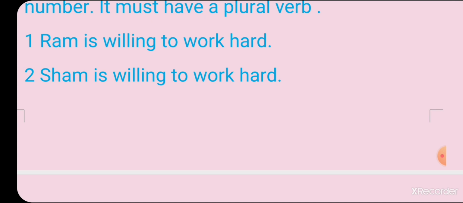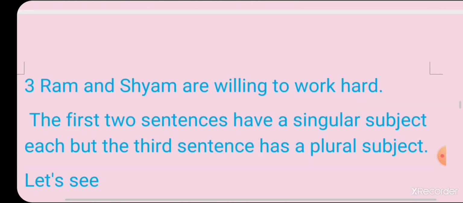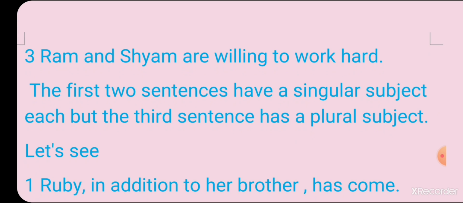For example, students, Ram is willing to work hard. Ram, singular subject, singular verb. Then second sentence, Sham is willing to work hard. Sham, again a singular subject, and we have used a singular verb. Then students, third one, Ram and Sham are willing to work hard. Remember, the first two sentences have a singular subject each, but the third sentence, Ram and Sham, has a plural subject, so we have used a plural verb.